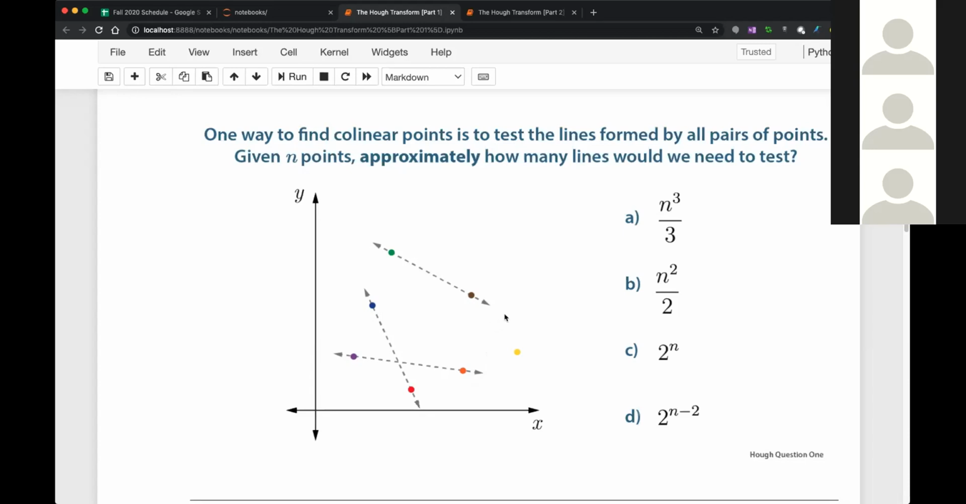So in general, what I'd like you to spend 1 minute thinking about is how many pairs you'd have to test. Is it n cubed over 3, n squared over 2, 2 to the n, or 2 to the n minus 2? So let's go ahead and open up the poll when you guys are ready, Arvind and Rohan. Let's please take 60 seconds, and then we'll look at the answer.